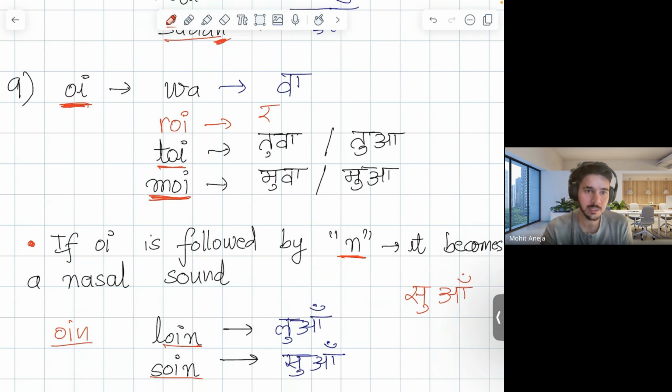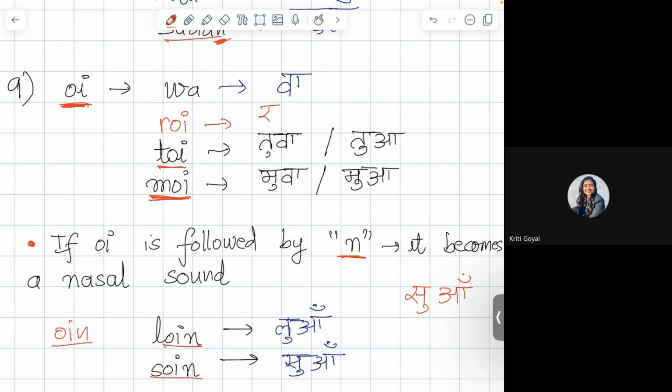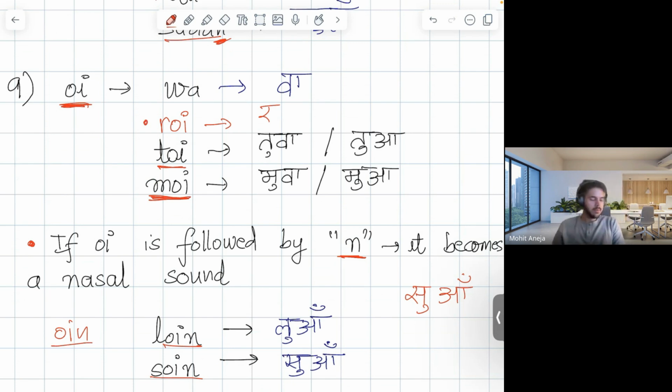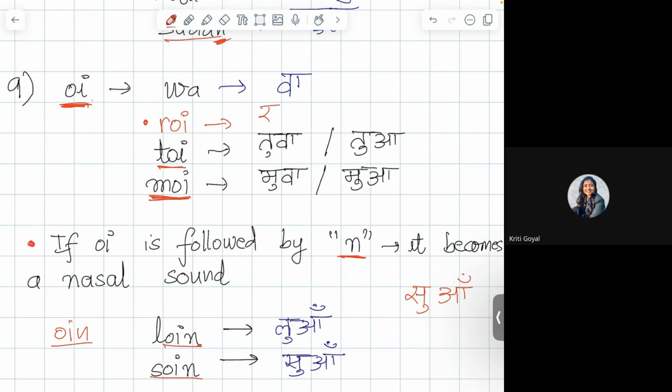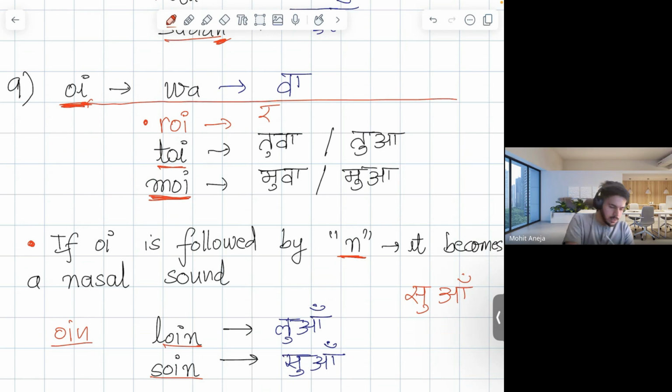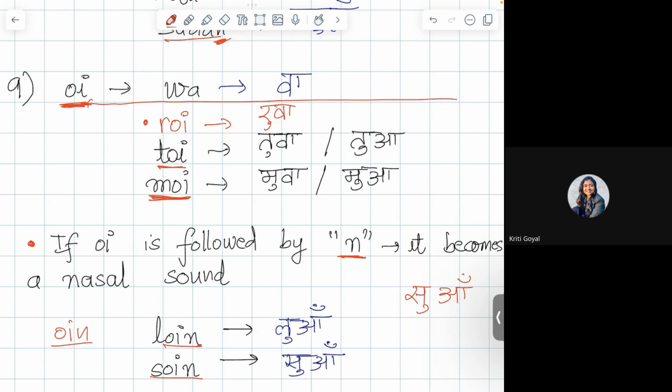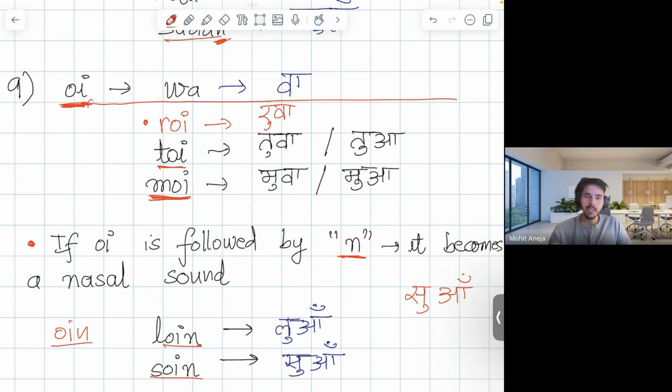Can Kriti please say the first word for me? The first word is ROI. Roi. It's Rwa. Yes. So the thing is, whenever it's preceded by a consonant, I actually say the sound of that consonant and then follow it with a wa sound.